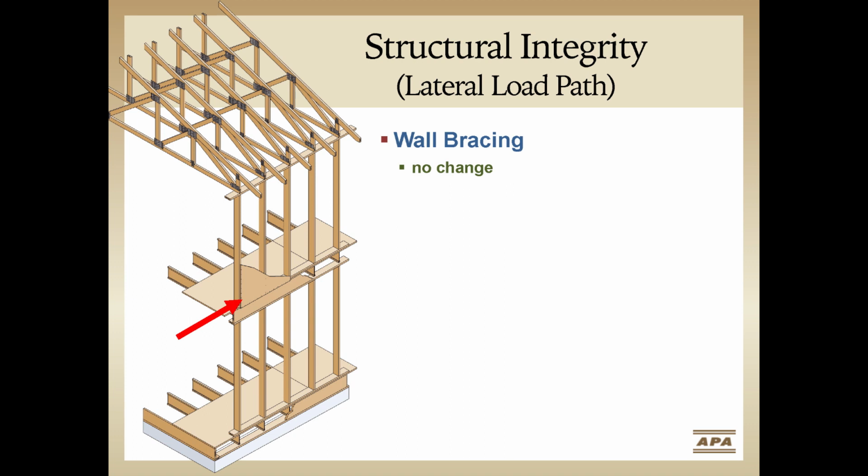The final structural consideration when looking at 2x6 studs at 24 versus 2x4 studs at 16 is the performance of the walls as it relates to lateral loads. As a general rule, wood structural panel shear wall and wall bracing performance depends primarily on the sheathing thickness and the perimeter nailing of the panels, not the stud spacing. So if your home is designed using IRC wall bracing provisions, there's no change to the requirements or strengths with 2x6 at 24 inch on center versus 2x4 at 16 inches on center.